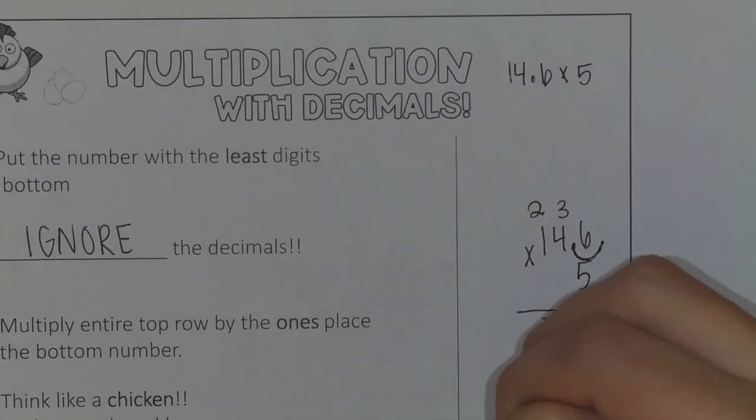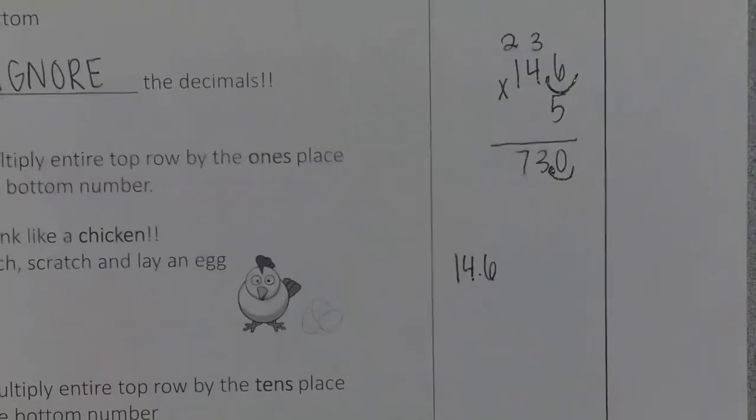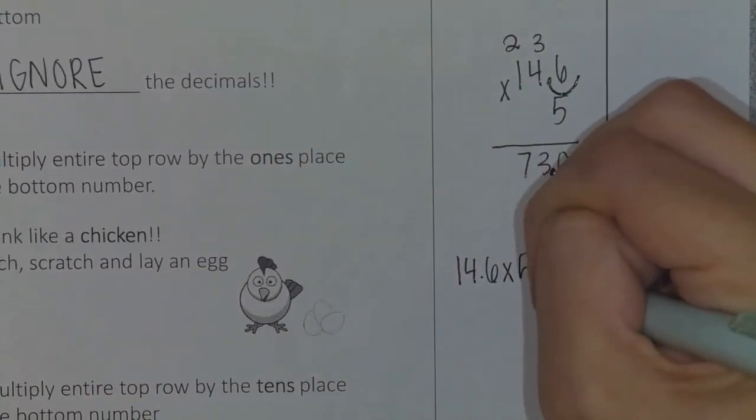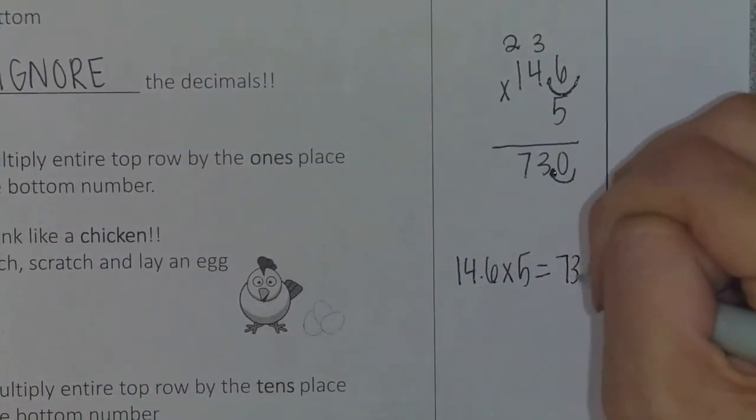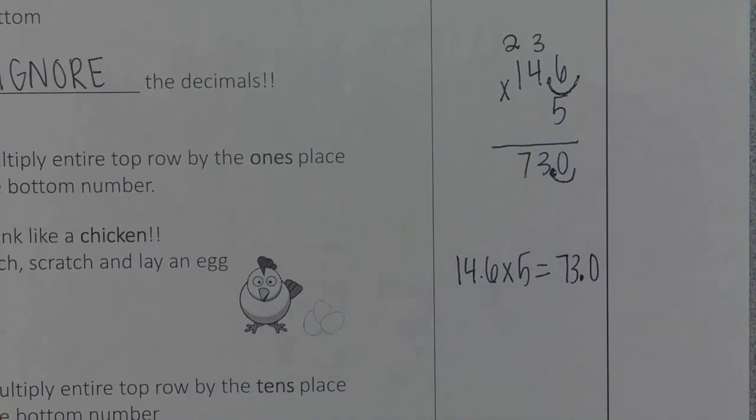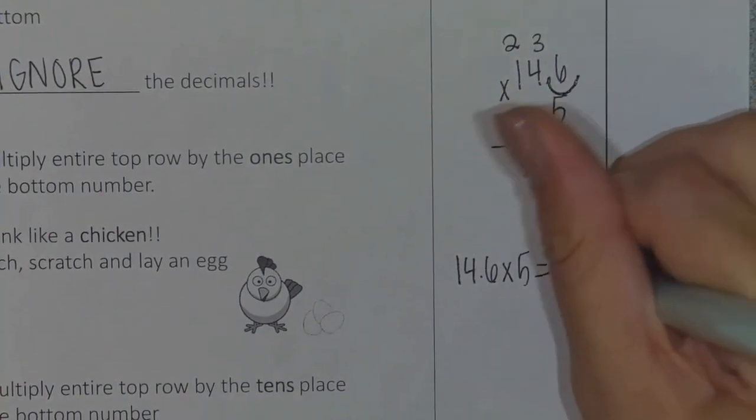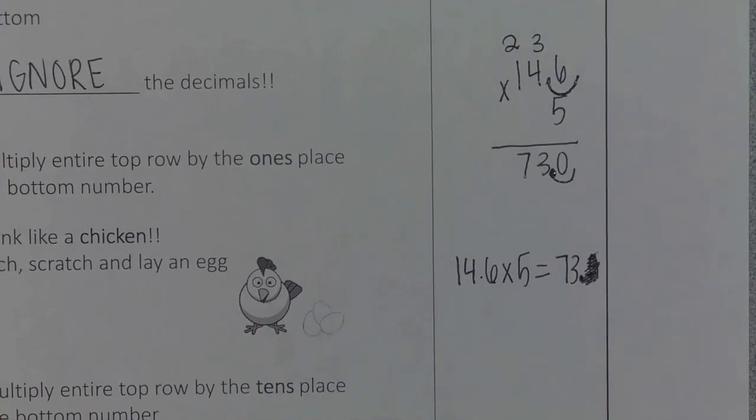So the product of 14 and 6/10 times 5 actually gives me 73 and 0/10. So I don't actually really need that 0. I can just call it 73.